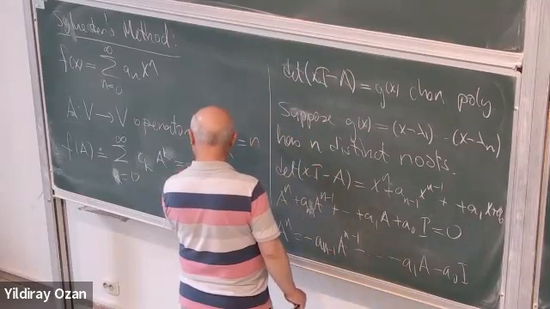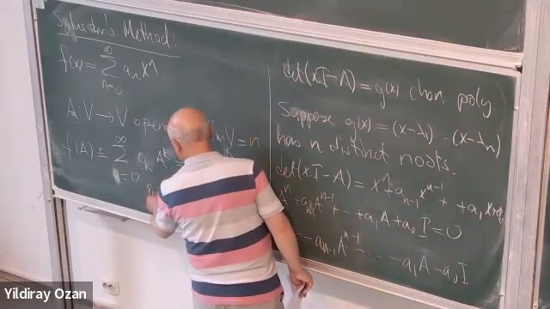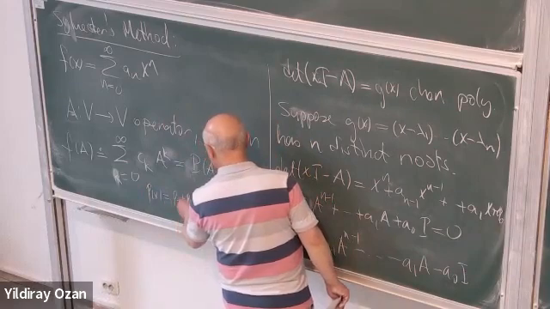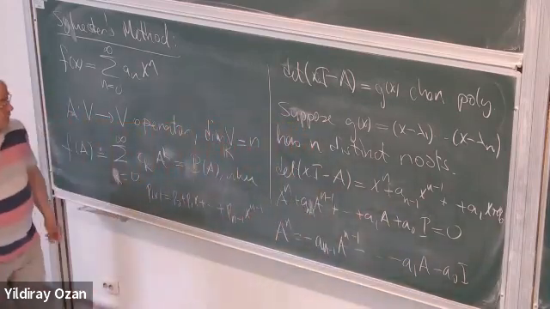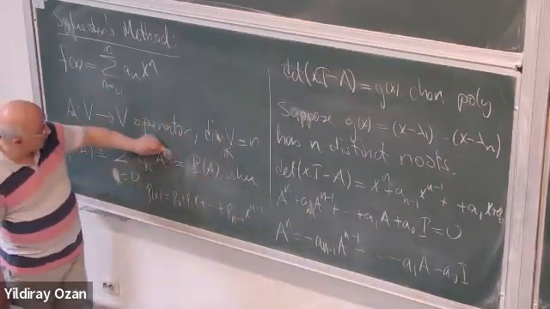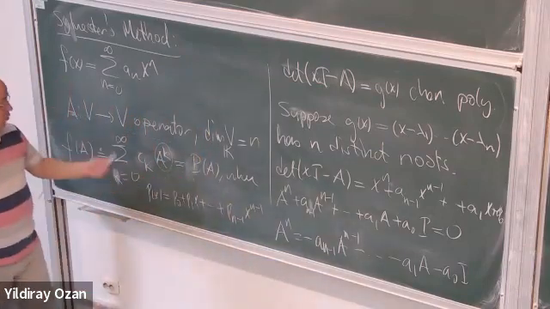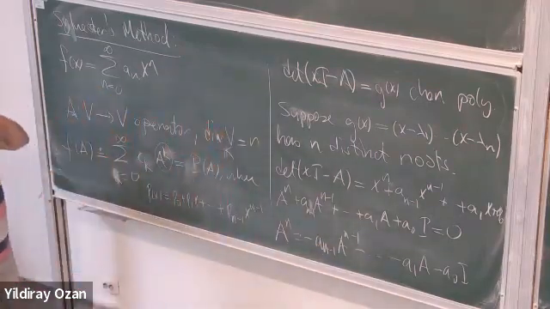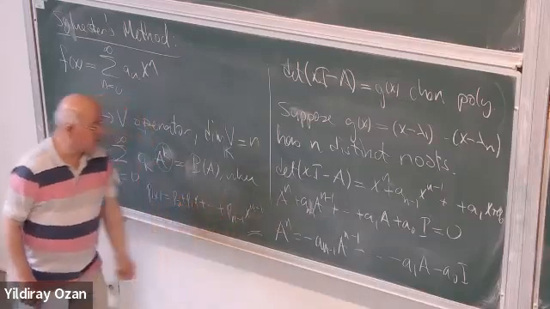So this is P of A, where P of X is a polynomial of degree at most n minus 1, so p_0 plus p_1 X up to p_{n-1} X to the power n minus 1. Here, using this relation, I can just replace higher powers of A with lower powers, so that there will be only A squared, A cubed, up to A to the power n minus 1 in this expression. Therefore, we will get a polynomial of A of degree at most n minus 1.